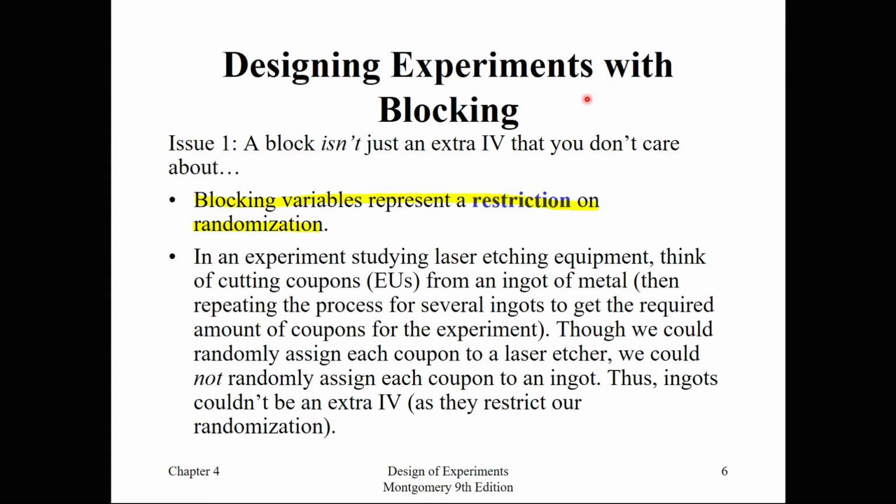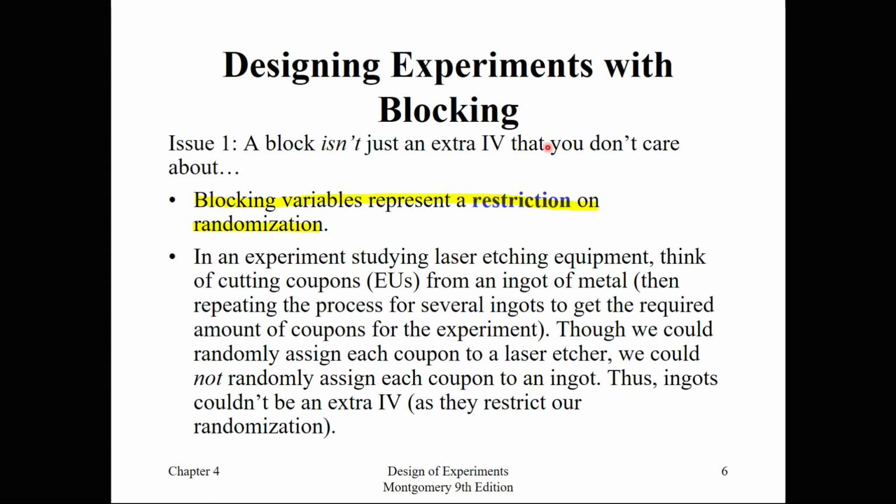So this is a known variable, but I'm restricted on randomizing it because of the design. The design says I need to chop up all these different slices of metal. But again, I can't pick up a slice of metal, which is my experimental unit, and assign it to an ingot. How does that differ from the independent variable? So ingot would be a block because it represents a restriction on randomization.